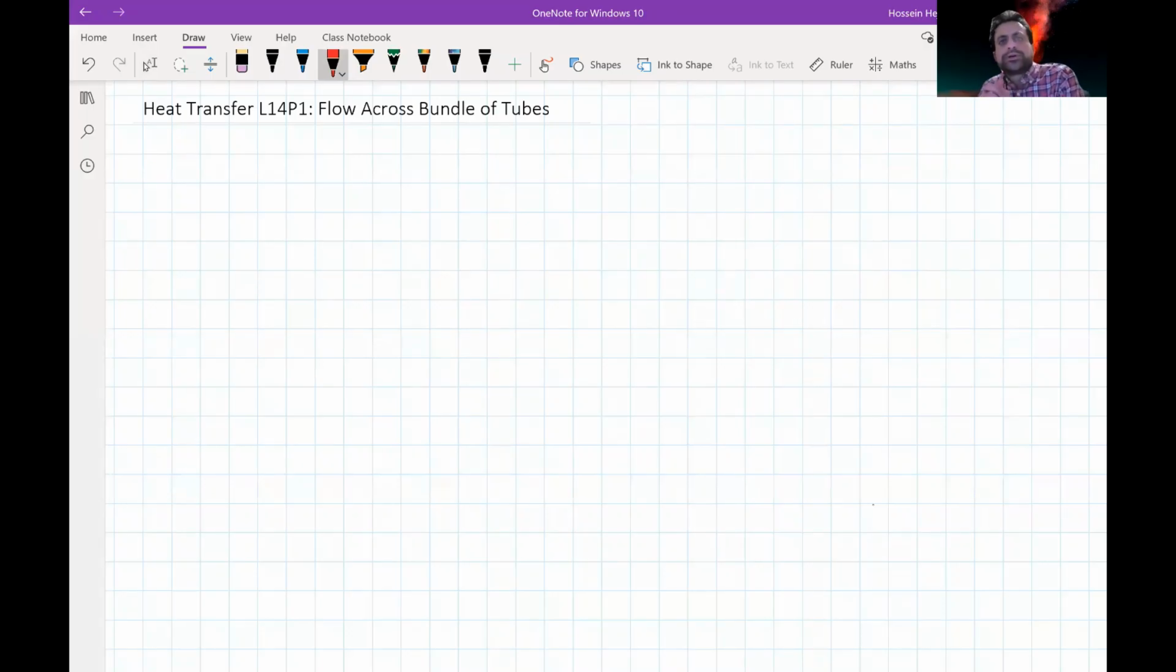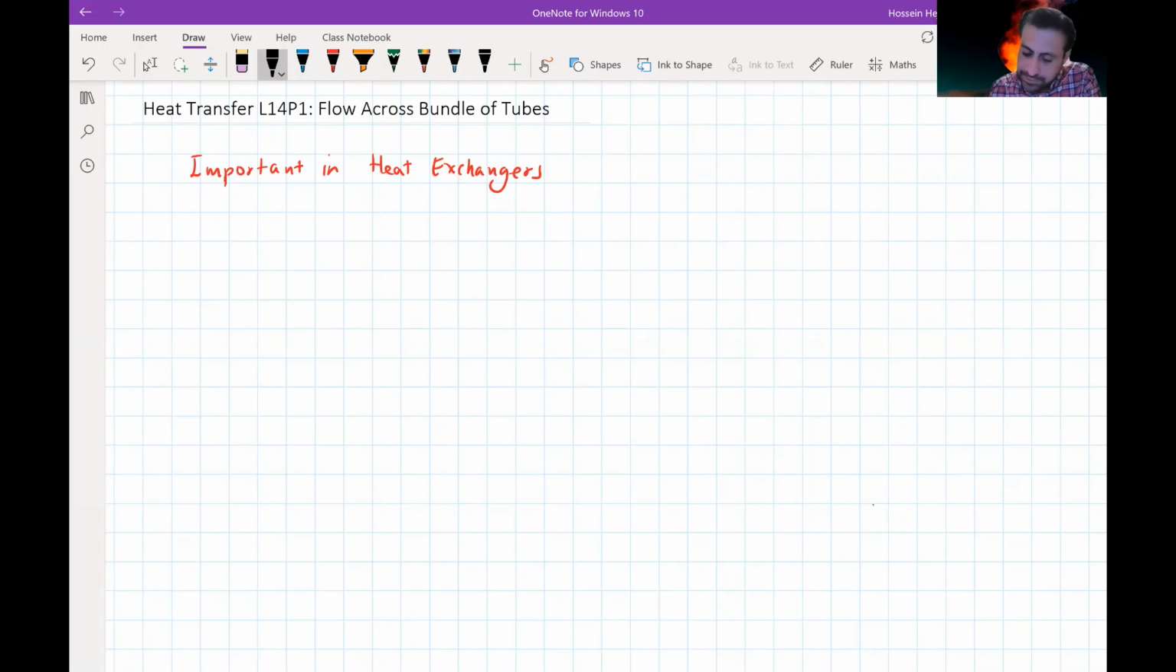Generally, shell and tube heat exchangers involve a large number of tubes, and due to the presence of baffles, a cross-flow situation is encountered, where the flow is normal to the tubes. That's the part that we are going to evaluate here. We're going to assume we have a bundle of tubes, and we're going to find the overall convective heat transfer coefficient for a bundle of tubes, and that's very important in heat exchangers, as we will see later on.